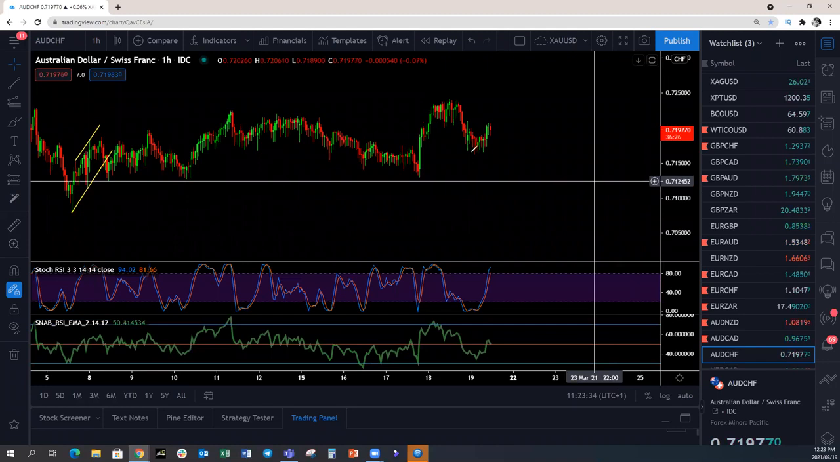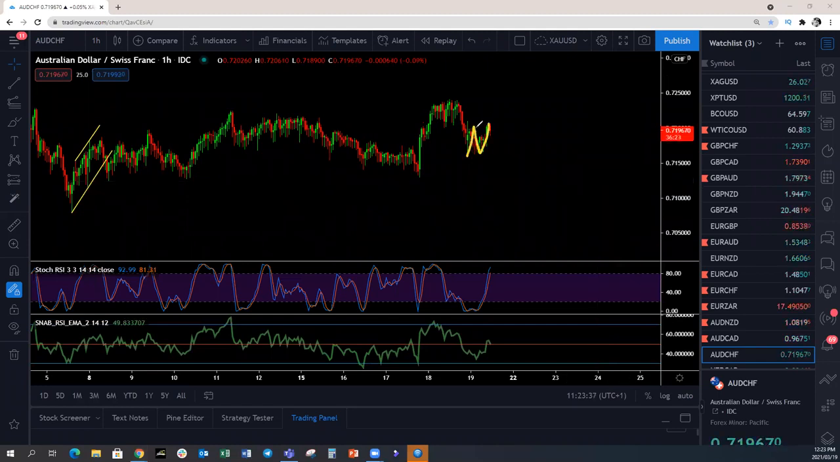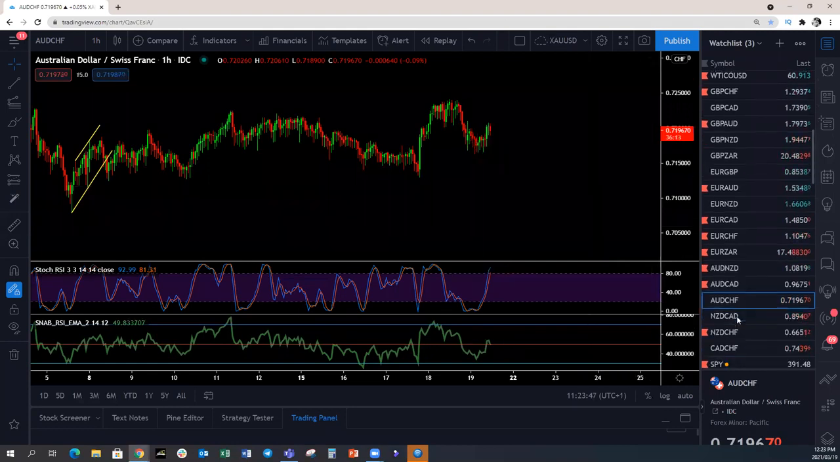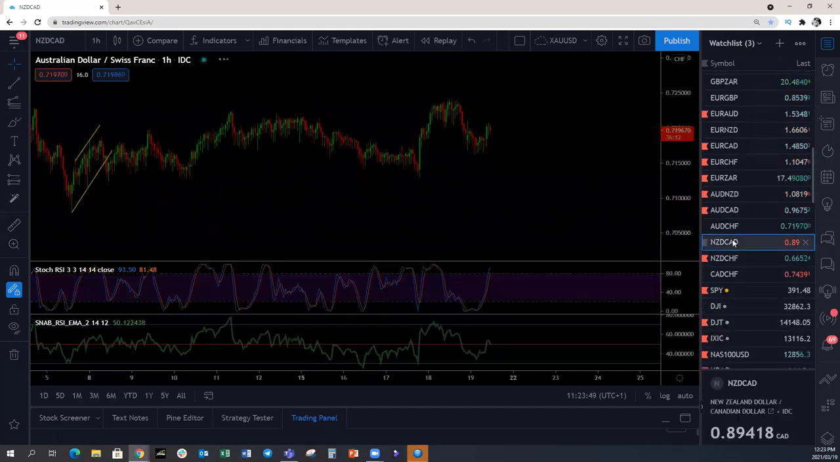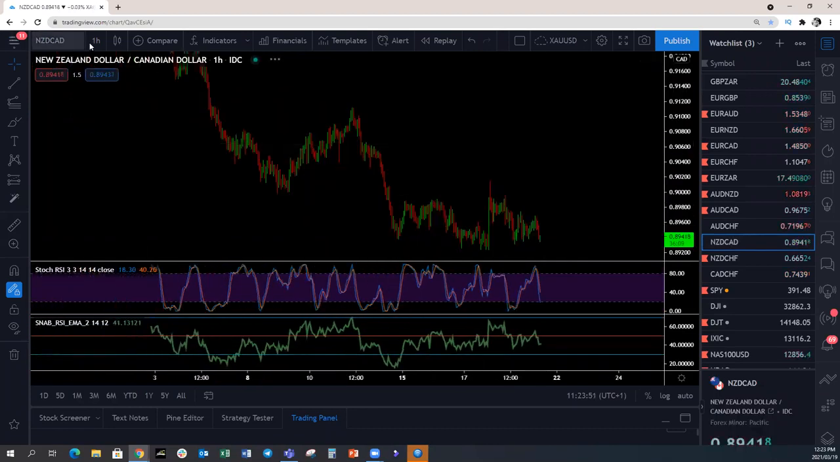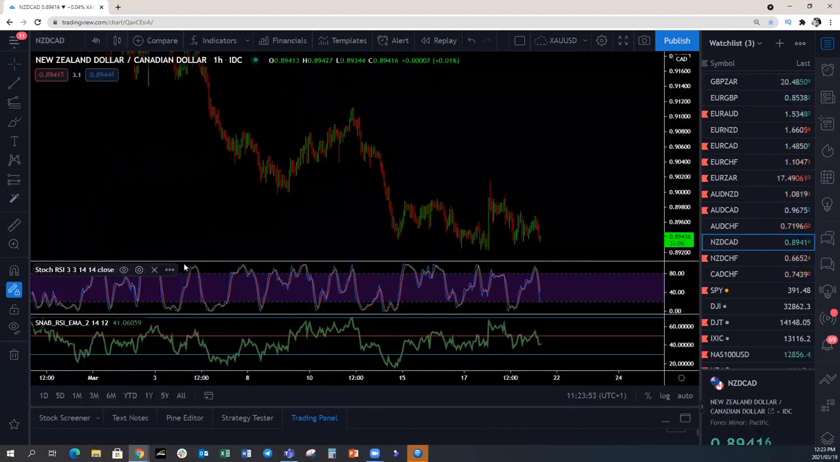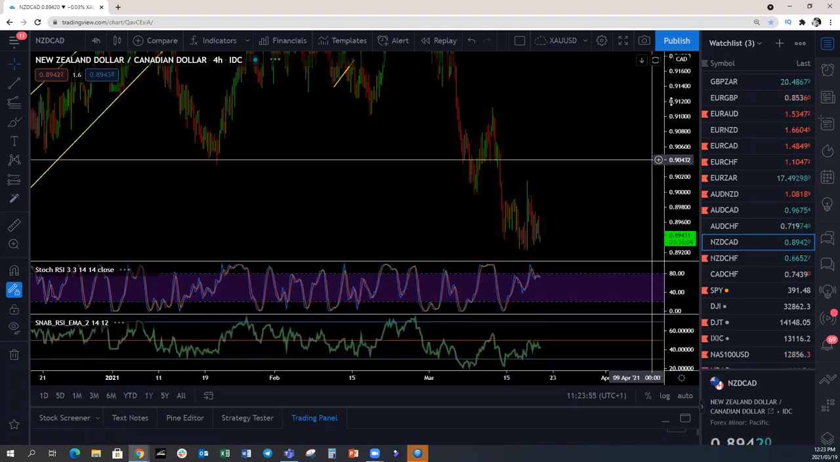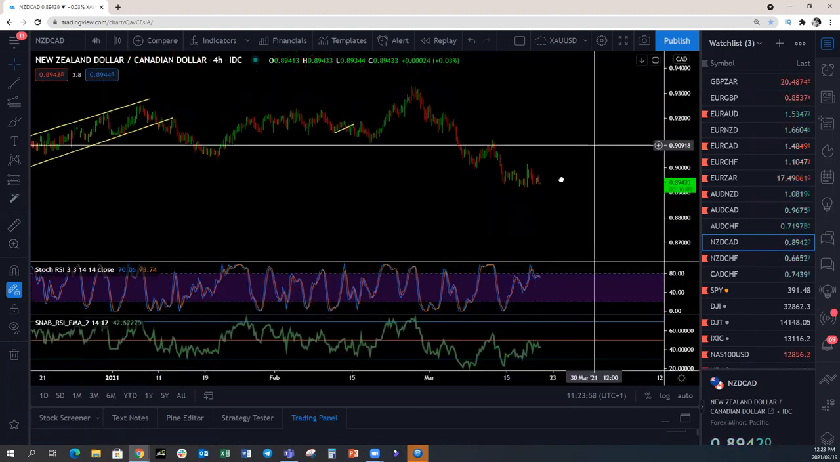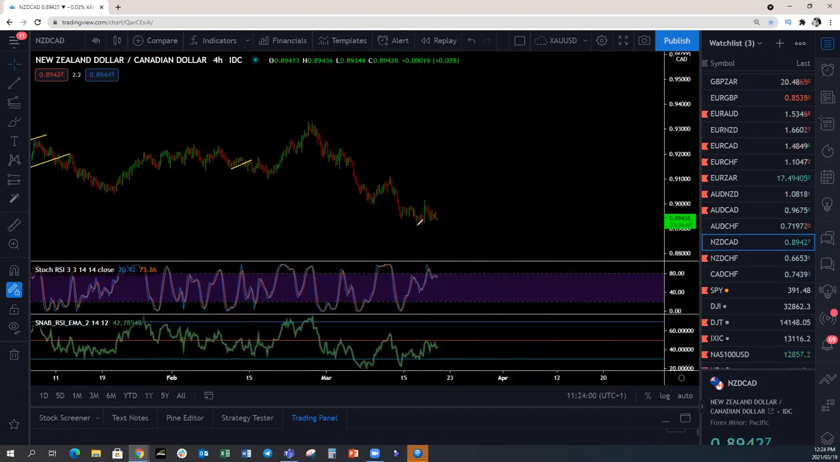This is setting up for downside. That's a corrective structure. We're going to see this one come down around these levels. We are at the top, we are below 50. New Zealand CAD. Let's go back to the 4 hours so we can see the structure as well. New Zealand CAD, we're seeing a bounce here, corrective structure here. We should see a bounce here. If it gives us this, that's continuation to the downside.